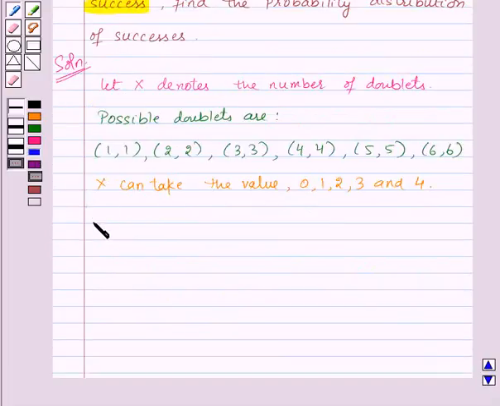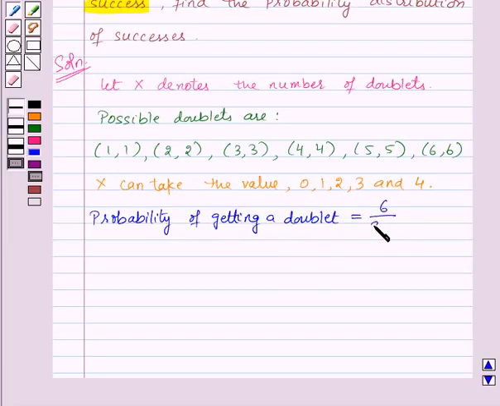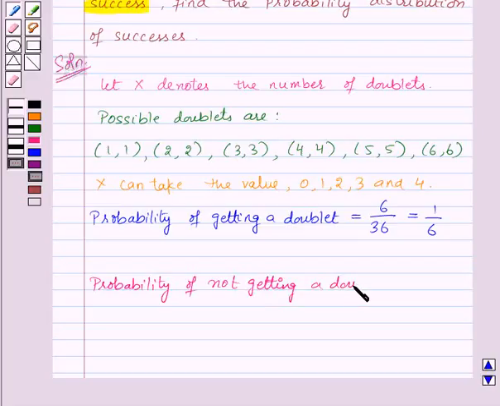Now, the probability of getting a doublet will be 6 upon 36, because when a pair of dice is thrown, the possible doublets are 6 and the possible outcomes are 36. So, this is equal to 1 upon 6. So, from this we have the probability of not getting a doublet will be 1 minus 1 upon 6, which is equal to 5 upon 6.